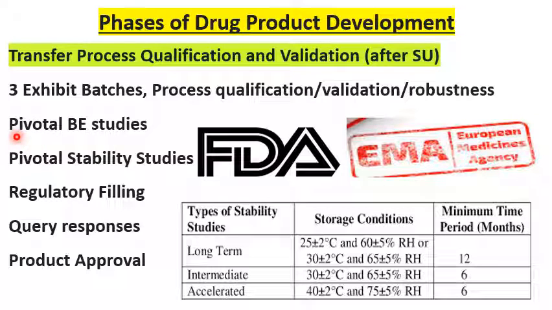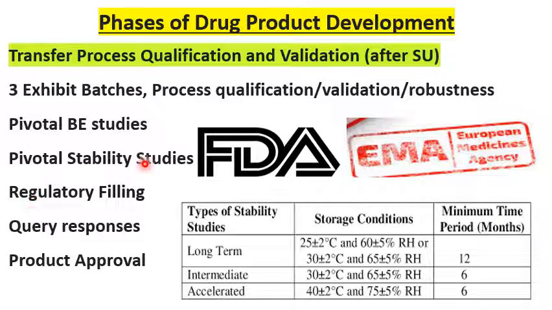These 3 exhibit batches are made for pivotal stability studies, and minimum 3 batches are required. The exact requirement and the reasons behind these 3 exhibit batches is available in a separate video on this channel. So I request you to go there and watch that video to have a complete understanding of why 3 exhibit batches are required. Then pivotal B studies are done from the 3 exhibit batches. One exhibit batch is selected and pivotal B studies are done.